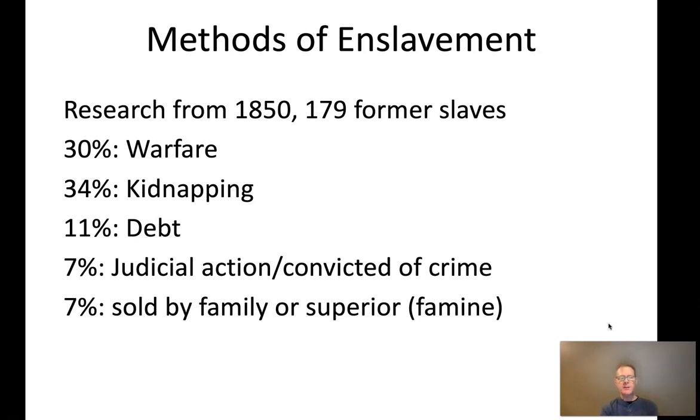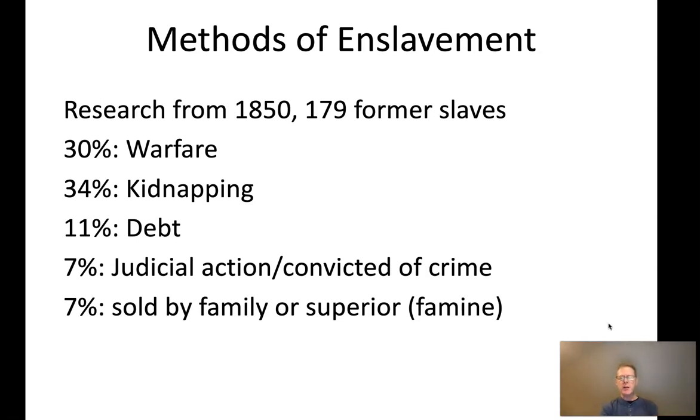7% of people were enslaved due to judicial action, which means they were convicted of a crime and the sentence was enslavement. And then 7% of people were sold by a family member or a superior, like a local chief or king or something like that.